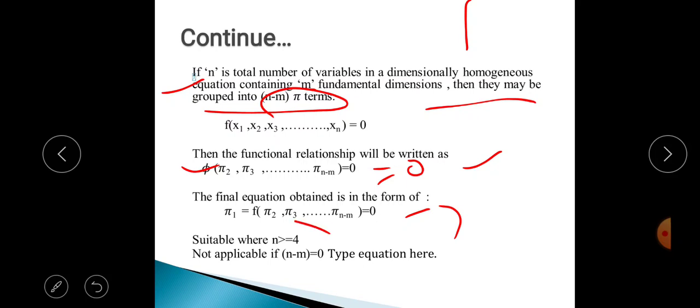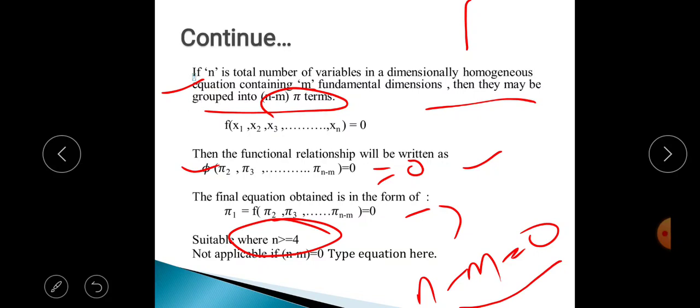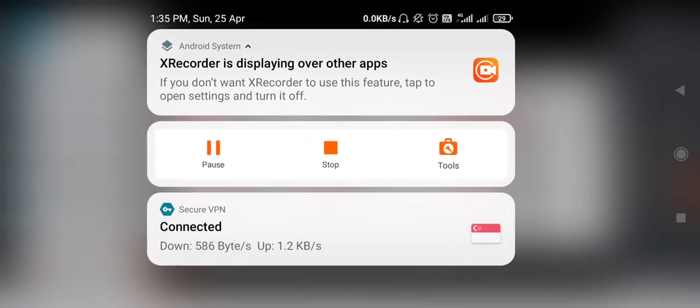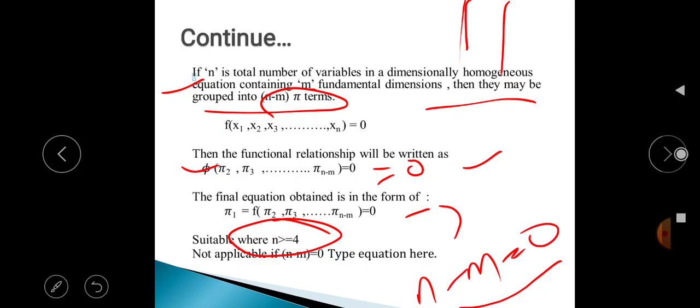And most importantly, this method is suitable for problems where the number of variables is 4 or more than 4. And it is not applicable if n minus m is equal to 0. The number of pi terms is equal to n minus m. So if n minus m is equal to 0, that means there will be no pi terms. So we cannot apply this method for problems where n minus m is equal to 0. So this method is not applicable if n minus m equals 0. Alright.